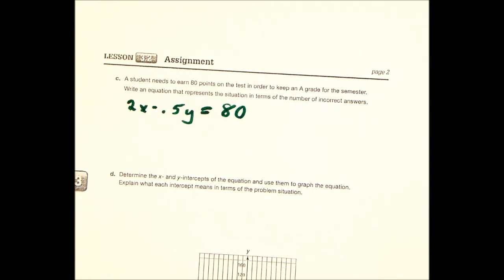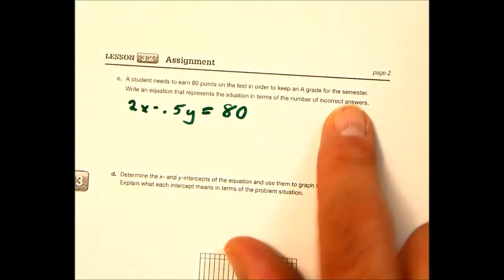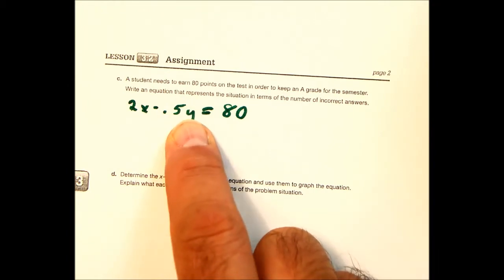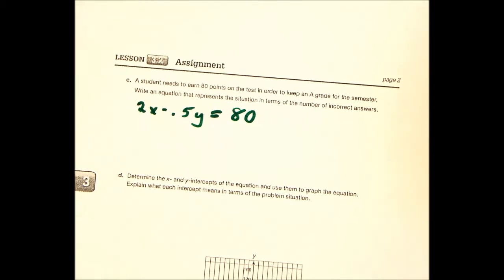That's the score we need. Now, that's only part of the problem because they want us to write the equation in terms of number of incorrect answers, which means I need to know, or they're trying to force you to tell me, that incorrect answers is the dependent. That's what they tell you. So that means you need to get this by itself. So that means we have to change this form into slope y-intercept. Well, how do I do that?